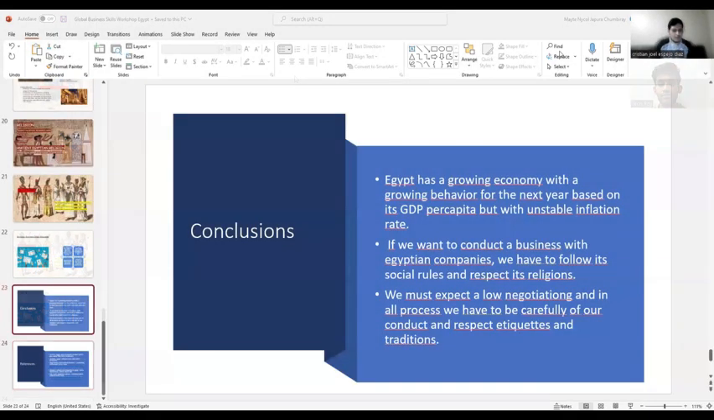Thank you. Well, in conclusion, we can say that Egypt has a growing economy, with growing GDP per capita, but with an unstable inflation rate. Also, if we want to conduct business with Egyptian companies, we have to follow their social rules and respect their religions, Christianity and Islam. We must expect a slow negotiation, as I said before in previous slides, knowing the families, knowing the traditions of Egyptian partners, and we have to be careful of our conduct in all processes.